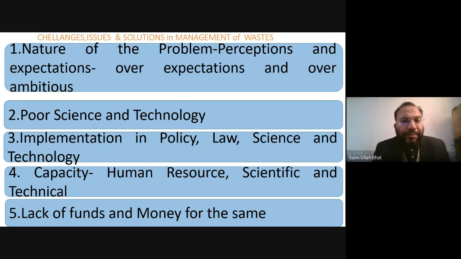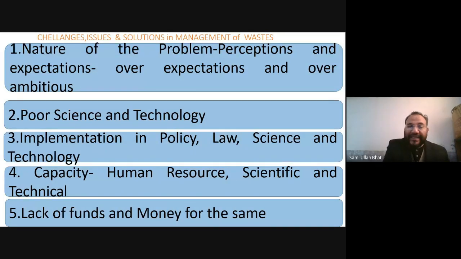Second part, poor science and technology. We are doing certain science and technology, but perhaps we are failing to give the answers, the solutions or management strategies, that society wants from us. In that context, we need quality science and technology so that we are in a position to offer solutions to society and the world for managing the risks.